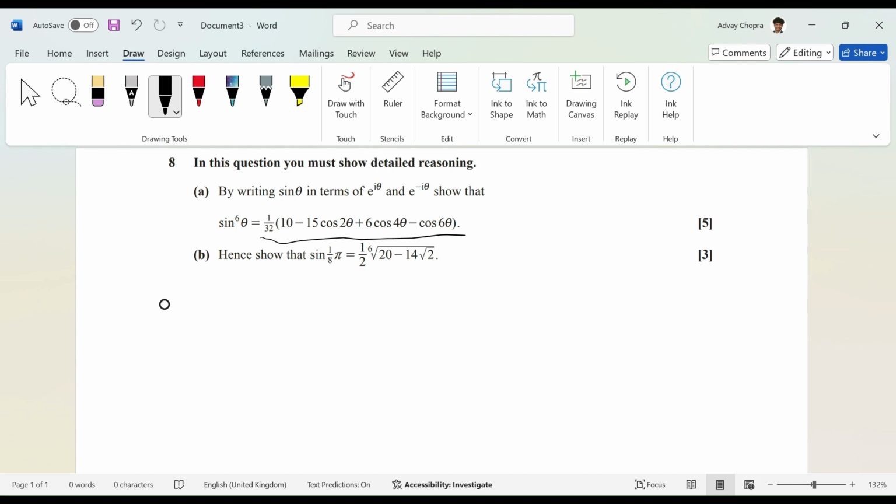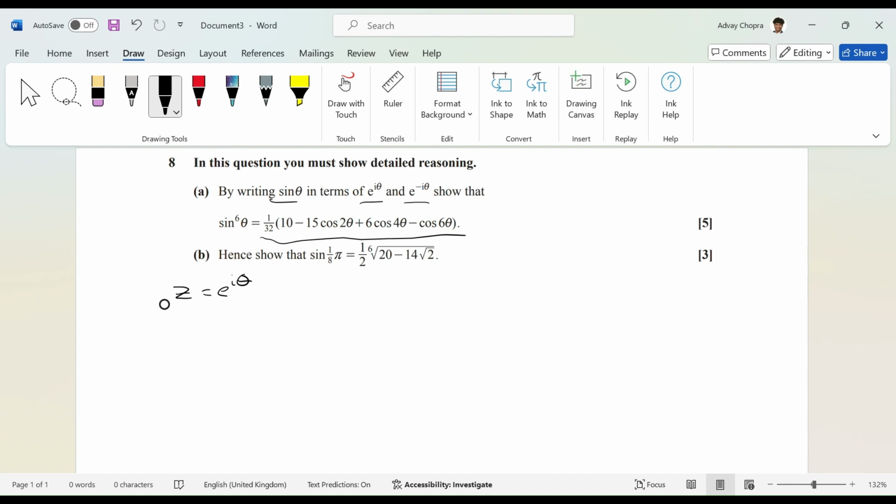So the first thing is to look at the top, where it says, by writing sin θ in terms of e^(iθ) and e^(-iθ). For me, e^(iθ) is usually quite a lot to write, so I just write at the top of my page, z is equal to e^(iθ). That just means that because we're using Euler's form here, z is any complex number and e^(iθ) is any complex number, so they're basically equivalent.